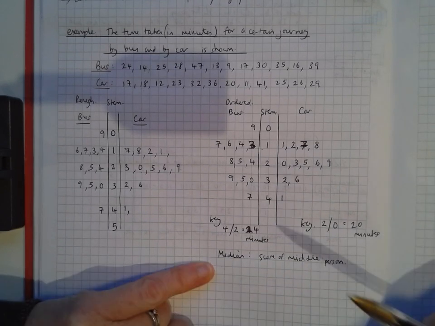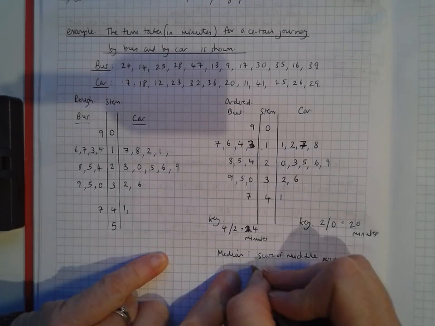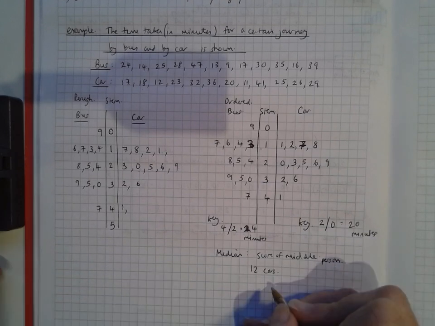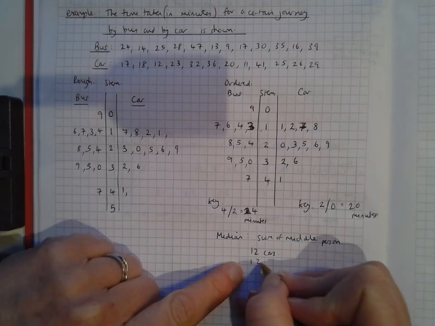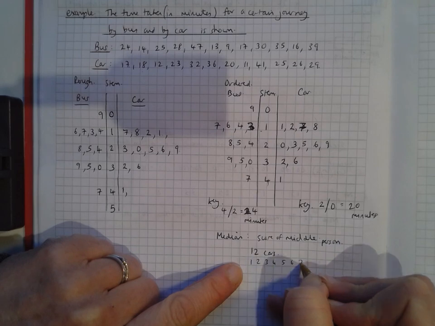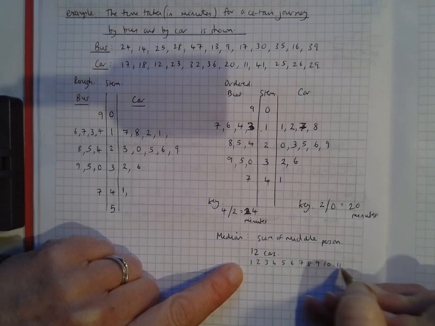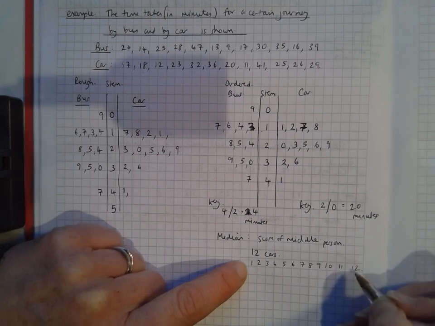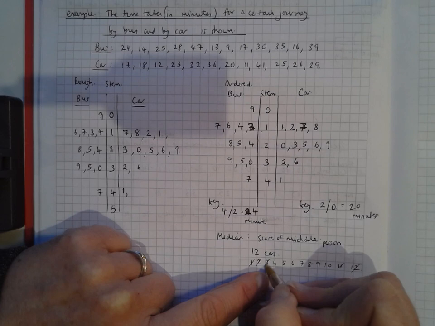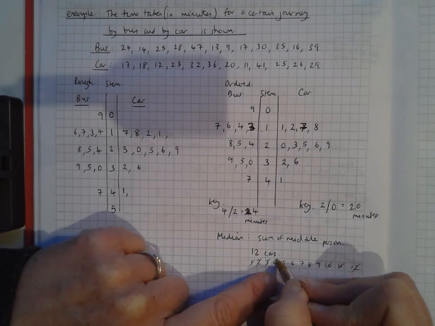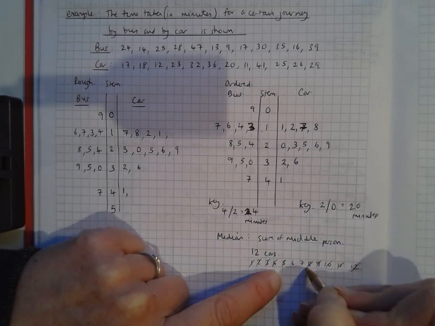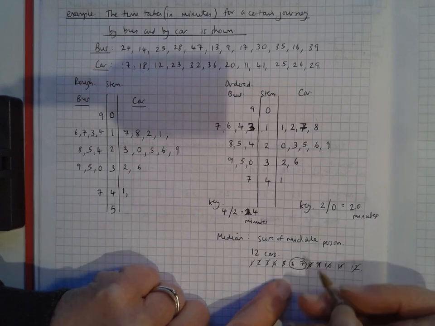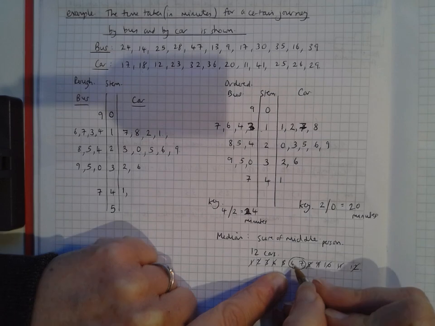So the middle cars, let's just write this out. We don't need to write it out normally, but just so you can see. 1, 2, 3, 4, 5, 6, 7, 8, 9, 10, 11, 12. Now, if I was to knock off one at each end, we've knocked off 5 on each side. We can see the middle is going to be somewhere between these two. In fact, it's going to be the mean of the sixth and seventh scores.